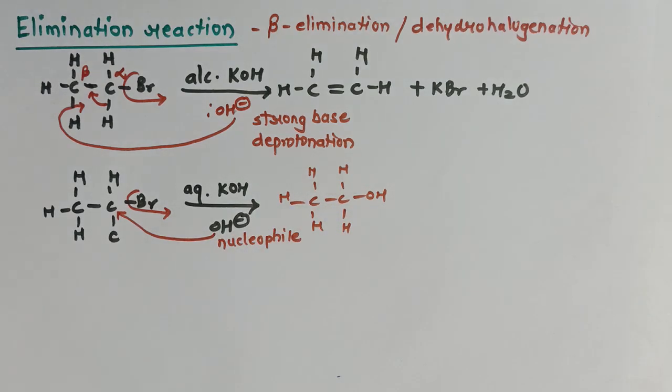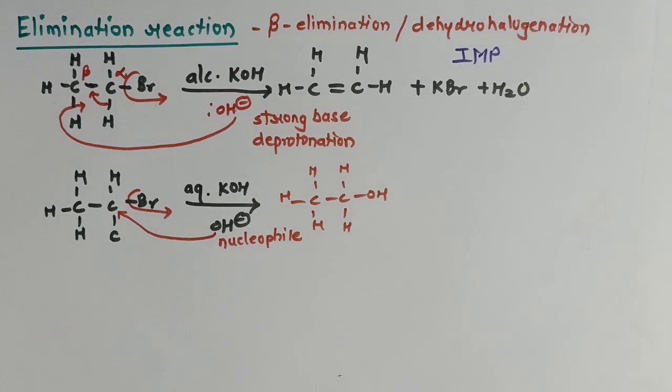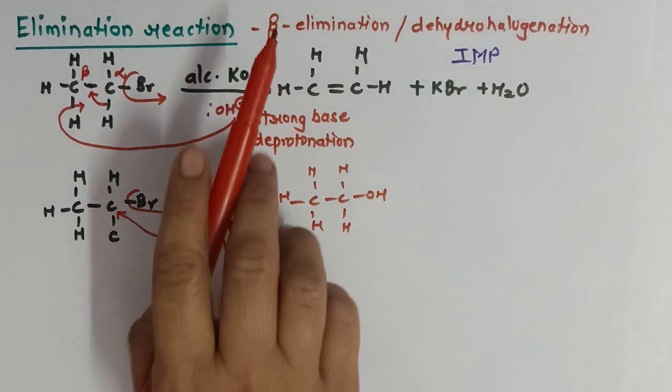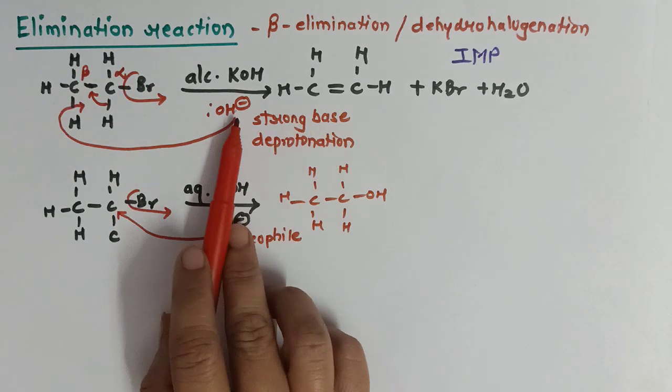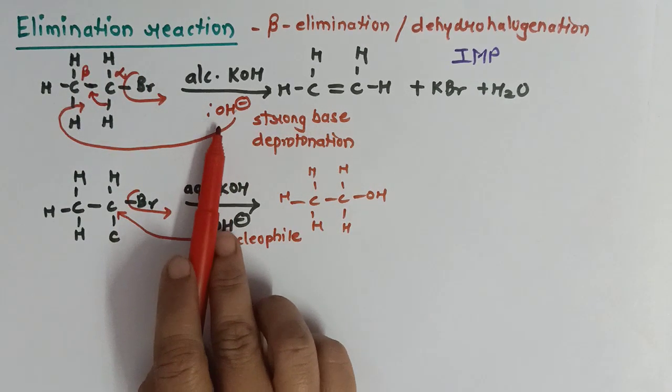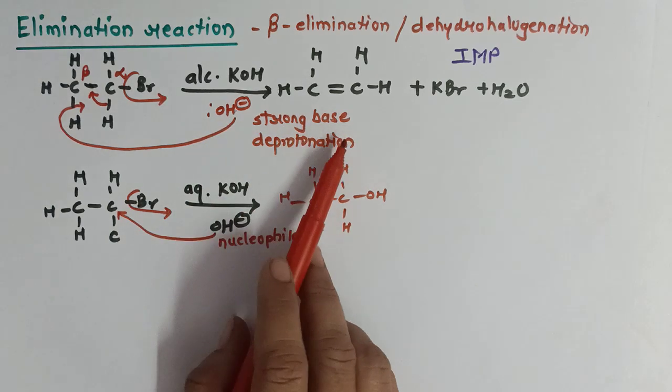This is a very important give reason question, that why alcoholic KOH prefers elimination reaction. The reason lies in the fact that in presence of alcohol, hydroxide does not act as a nucleophile, instead it acts as a strong base.